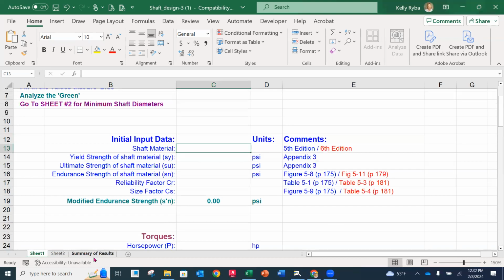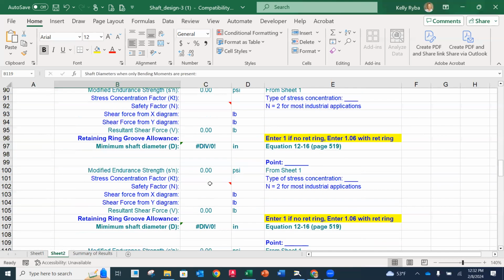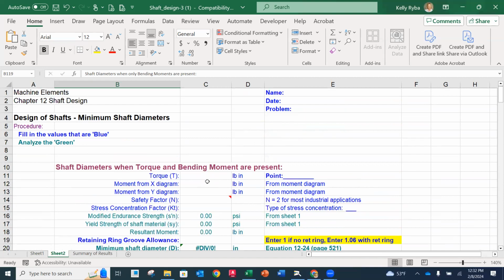So this is how this spreadsheet is kind of formatted right now. First sheet is going to be those inputs. Second sheet is where we are going to actually do the minimum shaft diameters. But as you can see, you have to know where to go on sheet 2 to even know which one we're going to do. And that's going to be the pre-work that we're going to be working on leading up to this. All right, so that's the spreadsheet.